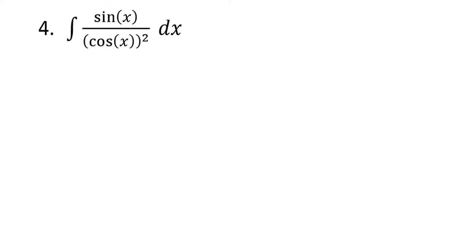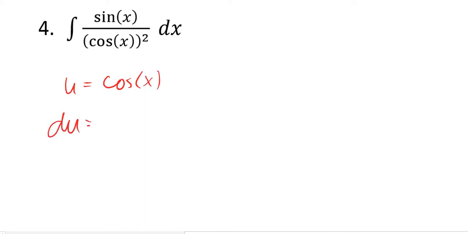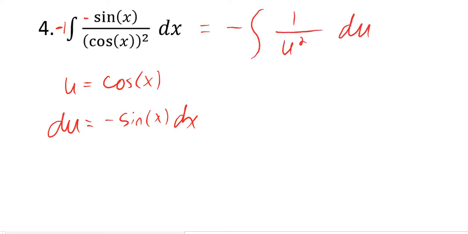So you should have, hopefully, for number 4, let u be cosine of x, because then du is going to be negative sine of x dx, which we see in the numerator. We just got to make it negative. So you can do that. You can put a negative 1 there and put a negative 1 outside here, right? Think of it like that. And that just becomes negative the integral of 1 over u squared du.